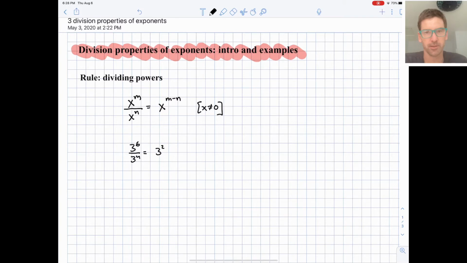3 squared. But one thing I suggest that you do all the time with exponents is if you're stuck, just write it out longhand. 3 to the 6th is 6 3's multiplied together, and 3 to the 4th is 4 3's multiplied together. And what can we do? We can cancel a bunch of stuff. So a 3 cancels, another 3 cancels, another one, and another one. And then what are we left with? We're left with 2 3's being multiplied, which is 3 squared.